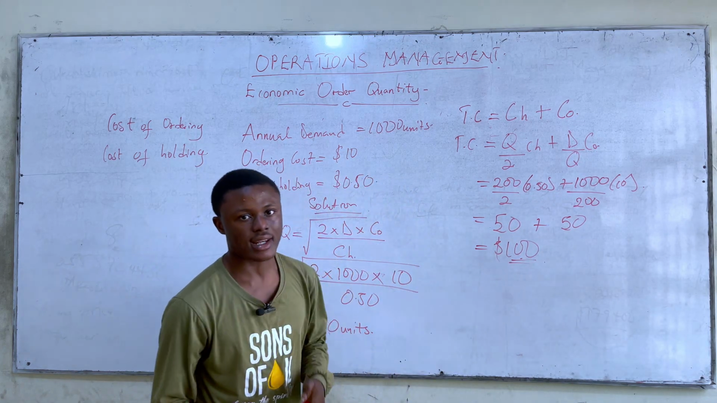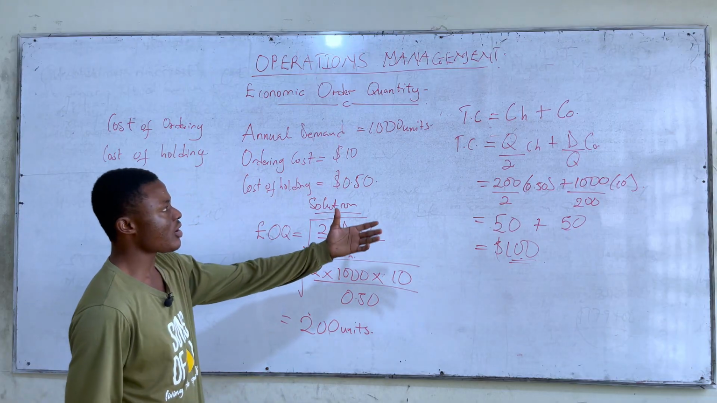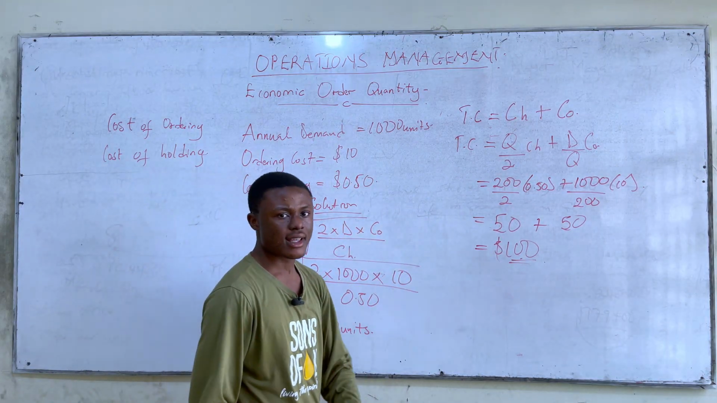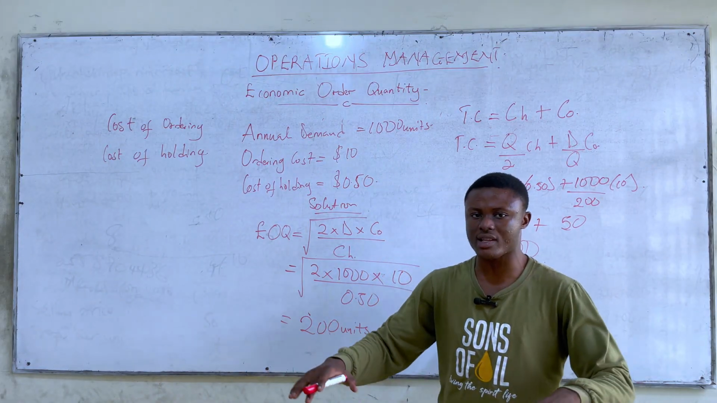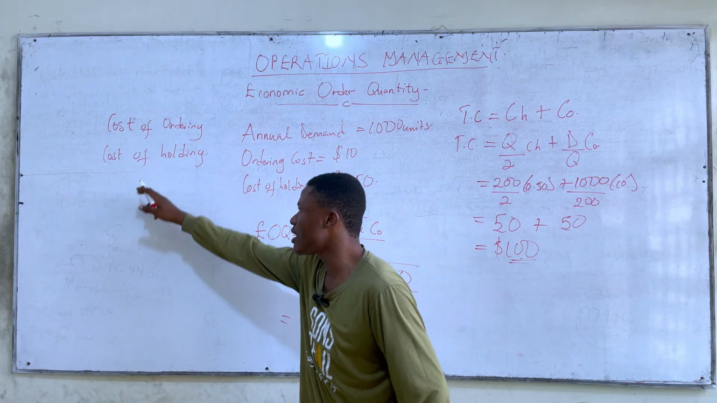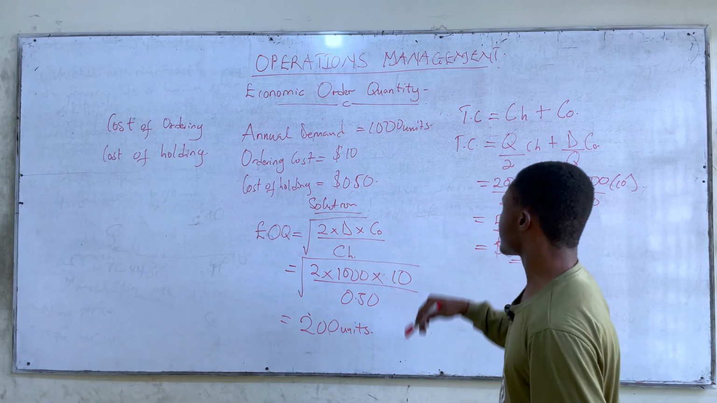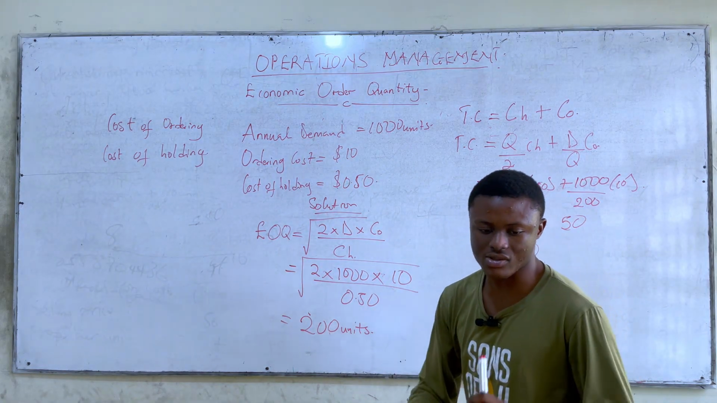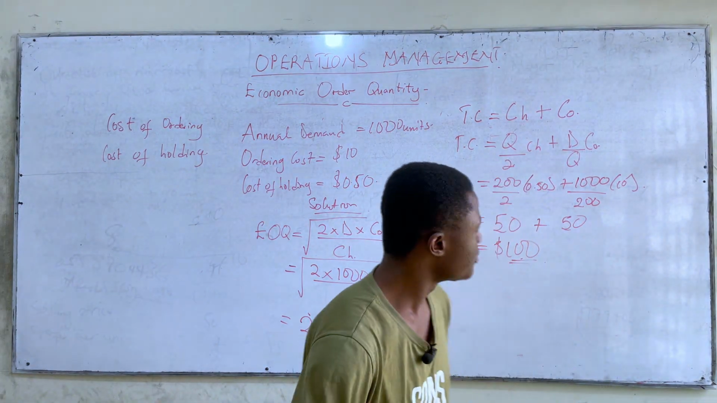So the total cost becomes 100 dollars. So that's all that you have to know about economic order quantity, meaning the quantity that we must order in order to break even, or in order to have the equality of cost of ordering and cost of holding. Are we good? Great. Fantastic. So since you've gotten an understanding of this, let's solve one question and then we are good to go.